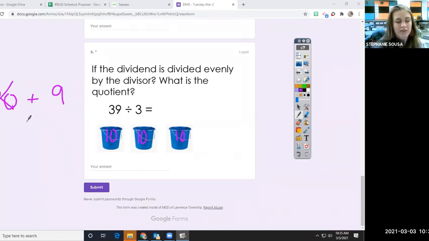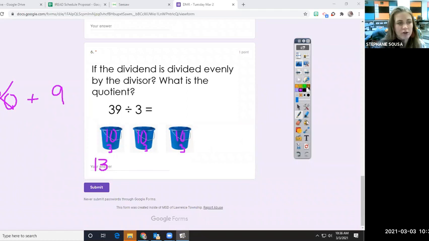Okay, now I've got 9 left. If I count by 3s until I get to 9, I'm going to go 3, 6, 9. 3 are going to go in each bucket. So we're going to put 3 here, 3 here, 3 here. That gives me 13 in each bucket.